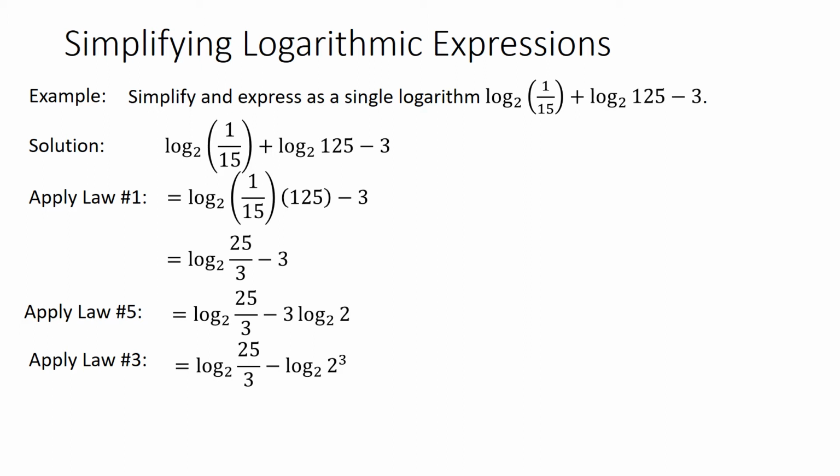And at this stage, we can see that the expression now contains 2 logs with a minus in between. Therefore, we can apply law number 2, and it becomes log base 2 of 25/3 divided by 2 cubed, which is log base 2 of 25/3 times 2 to the power of 3, and the answer is log base 2 of 25/24.